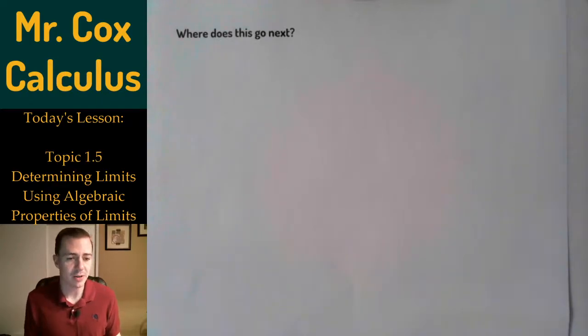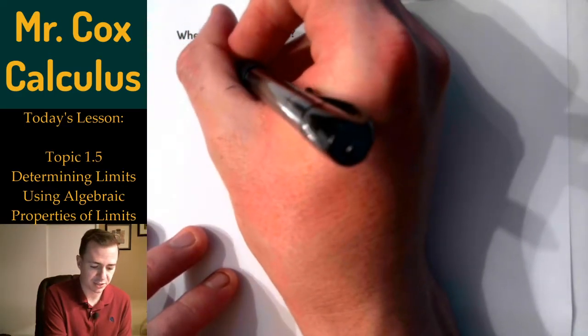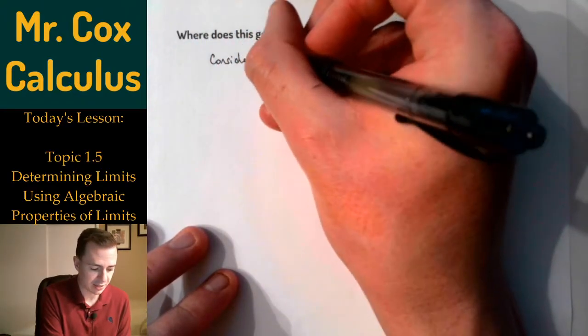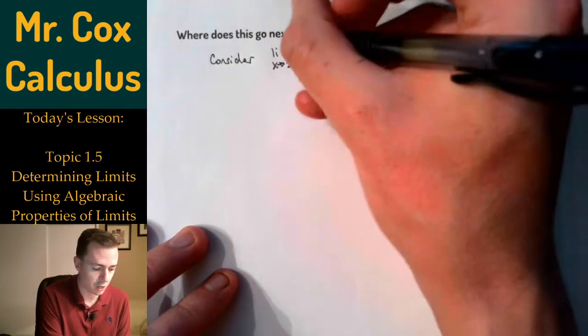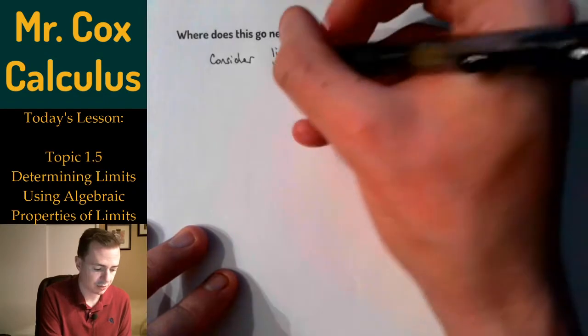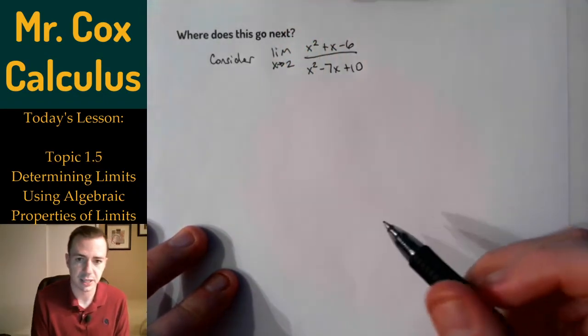All right, so where does this go next? Well, the main takeaway was you're now free to use direct substitution when it's available to you in order to evaluate limits. But let's take a look at a function. Let's consider the limit as x approaches 2 of the function x squared plus x minus 6 divided by x squared minus 7x plus 10.